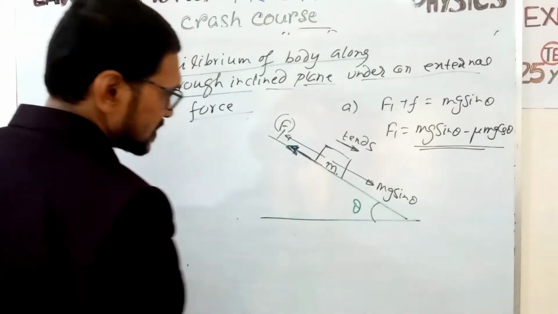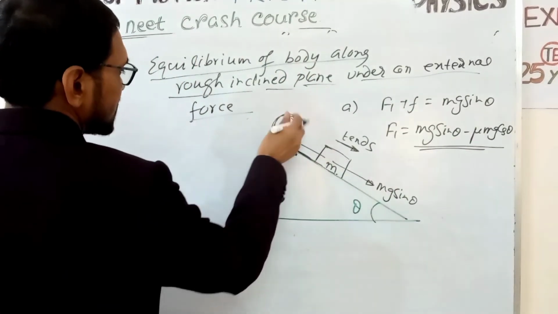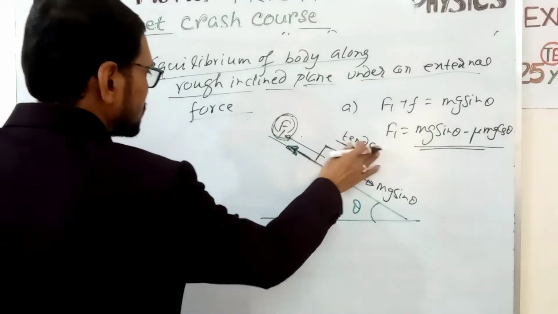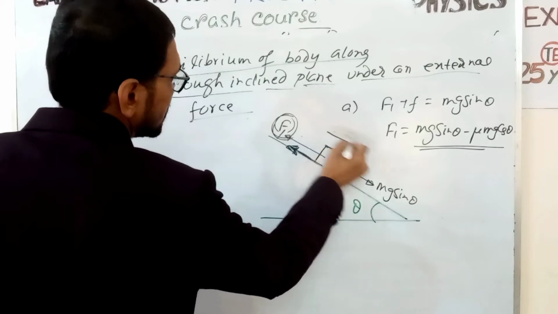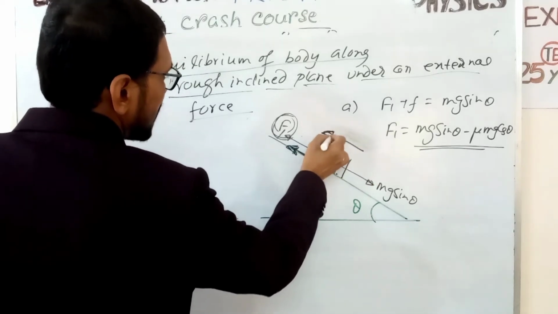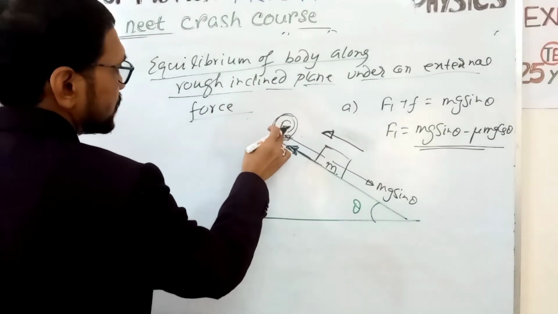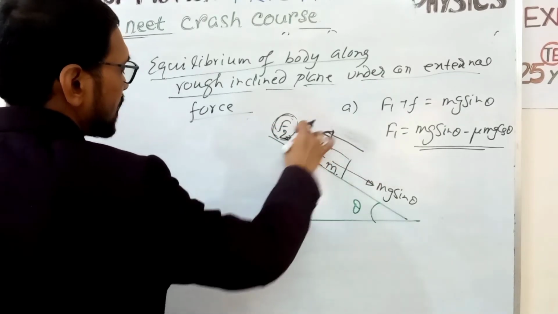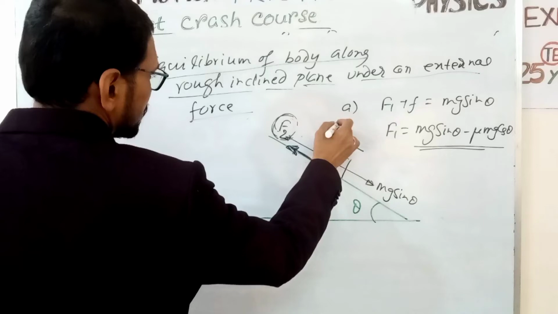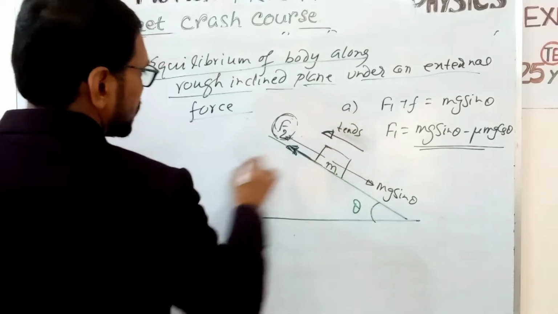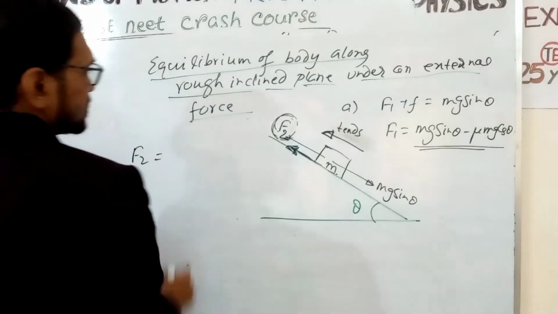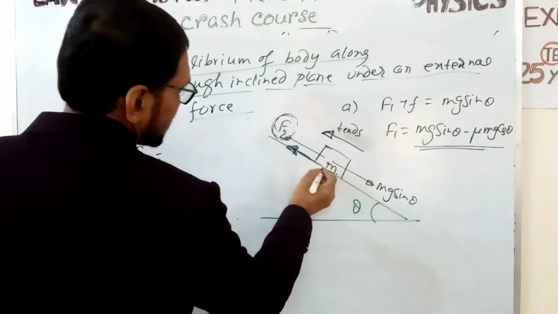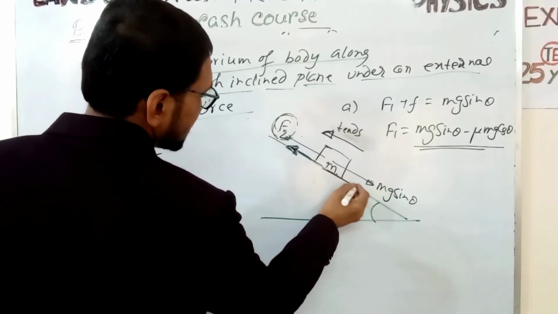Now second case, suppose the force is increased at a particular value of F1. Now the body tends to move upward. At a particular value of F2, the body now tends to move upward. Tends to move, not in motion. Now the force is some more than F1. If the body tends to move upward, then the friction force acts in this direction.